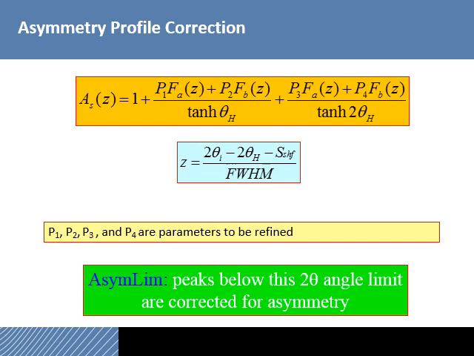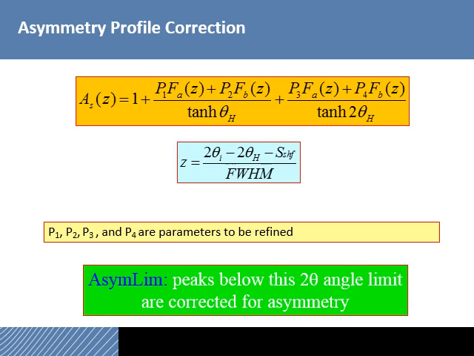If you see strange asymmetry in your patterns, you may want to consider adding or deleting some of the parameters being refined. This comment on the bottom, this asym lim, is actually a box I probably should have taken out because it relates to the old software that these slides were originally based on. But it's probably worth noting why it's there. For peaks below a certain 2 theta angle in the pattern, you will see a high degree of asymmetry. All right, and that's a function of the radius of the Debye ring.